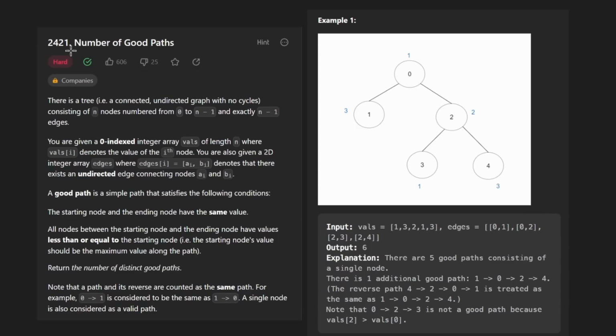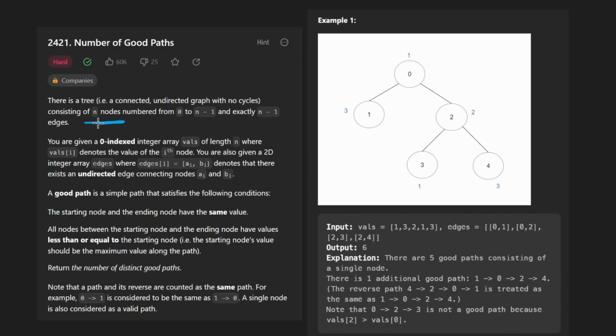So today let's solve the problem number of good paths. This is definitely a hard problem. Do not underestimate it, but I'll try to explain it the best I can. We're given a tree, and the good thing is they do clarify what a tree is. It is a connected, undirected graph with no cycles. The fact that it has no cycles is going to be pretty important.